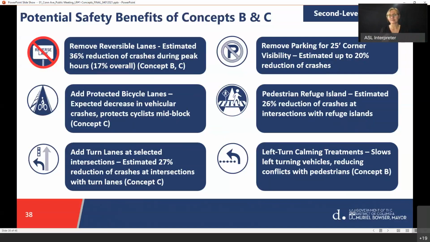The addition of protected bike lanes, obviously, would protect cyclists along the corridor. It also would decrease vehicular crashes as well, because of slower speeds, and also some of the angular crashes that are occurring with cyclists currently. Adding turn lanes to intersections, we are seeing certain intersections where we have a high number of angle crashes, rear end crashes. So adding turn lanes would certainly improve that. Removing parking to improve visibility at crosswalks, pedestrian refuge islands would calm traffic and provide protection for pedestrians. And then finally, left turn calming treatments really are just meant to slow down those turning vehicles so they're not in conflict with pedestrians and cyclists. Next slide, please.